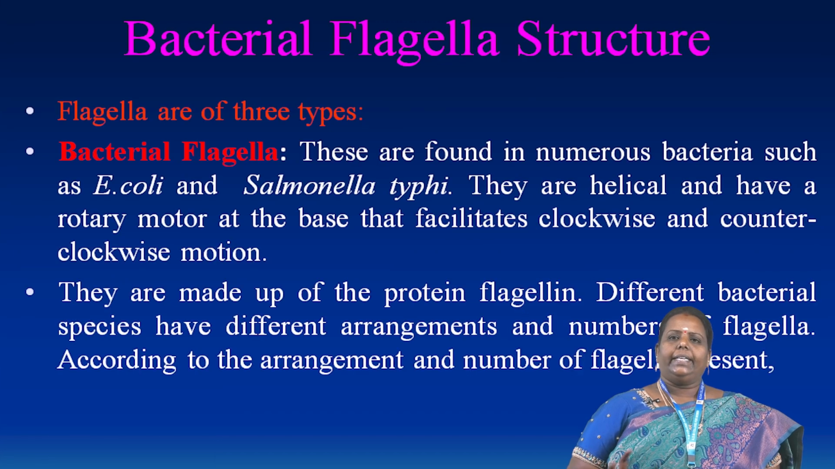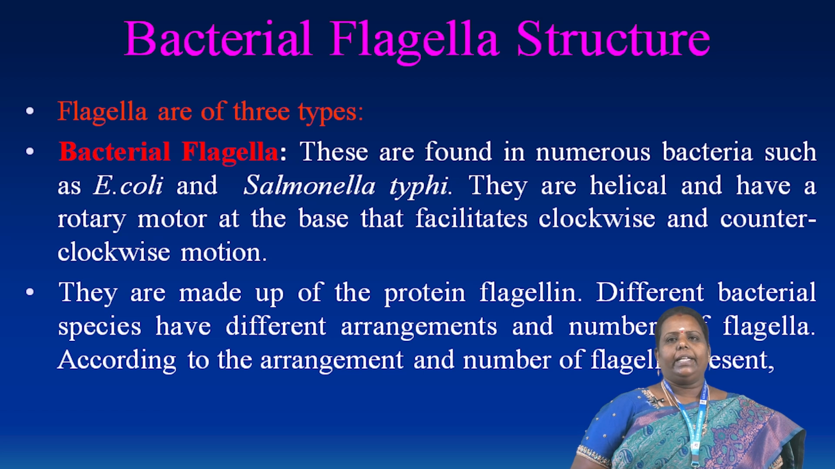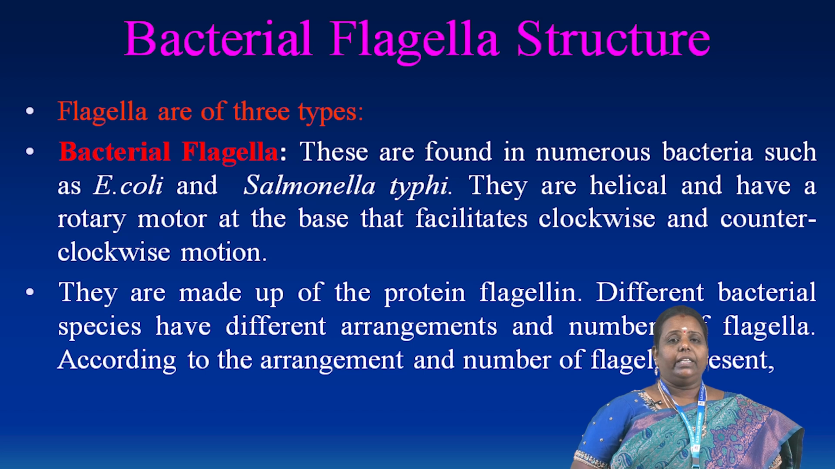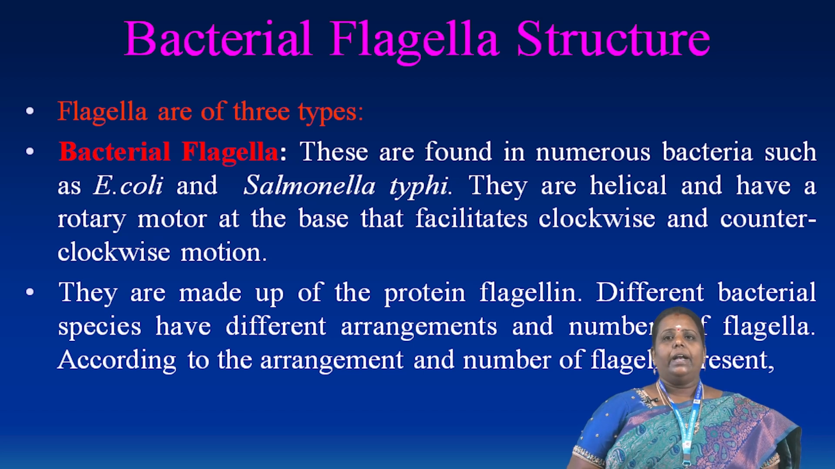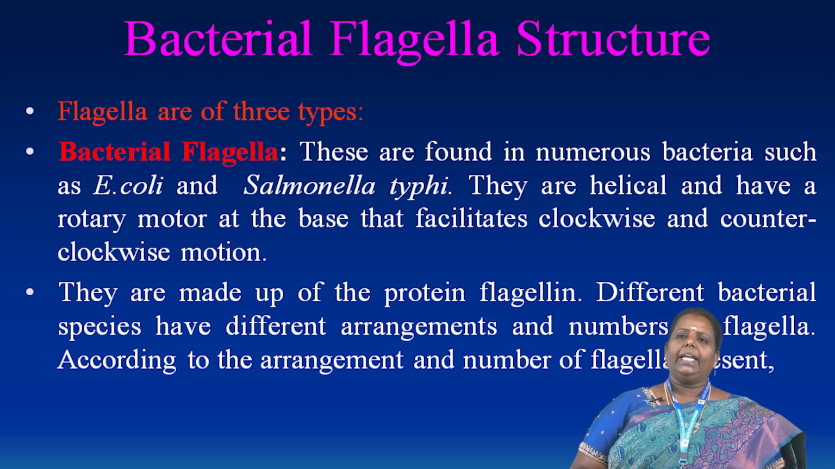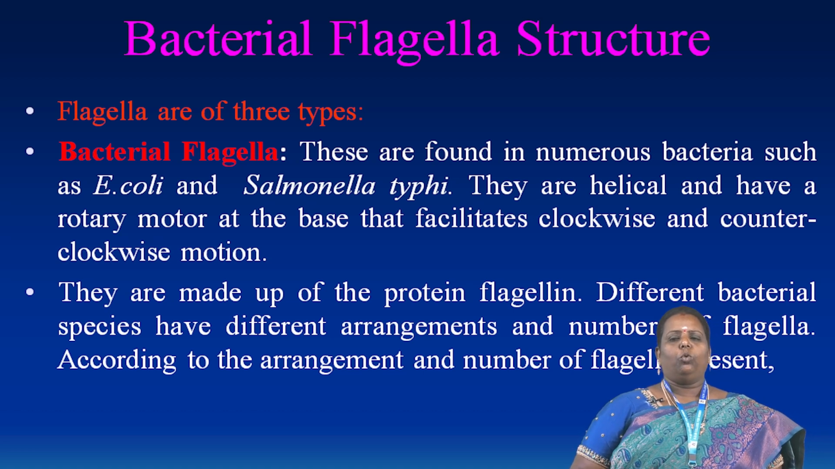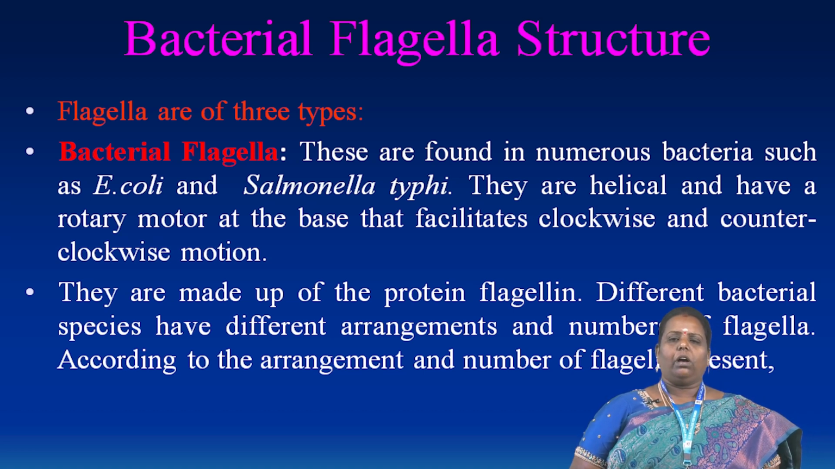The flagella are of 3 types. The first type is the bacterial flagella. These are found in numerous bacteria such as E. coli and Salmonella typhi. E. coli, Escherichia coli, is present in human beings also. In a person affected by typhoid fever, the bacteria Salmonella typhi also occur. They are helical and have a rotary motor at the base. The movement is clockwise and counterclockwise motion.